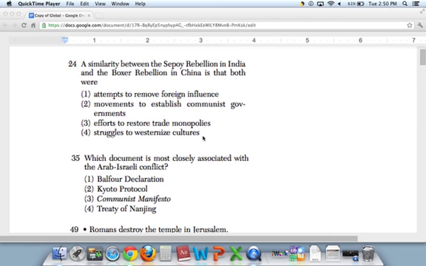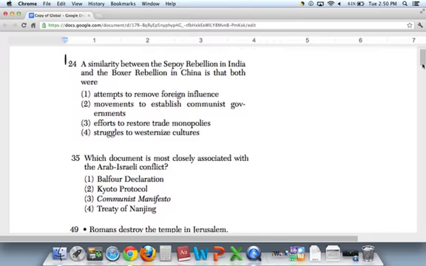As we all know, the Sepoy Rebellion and the Boxer Rebellion were both efforts to remove foreign influences that the foreigners had upon the people and to remove foreigners from the land. So the obvious answer would be 1. Attempt to remove foreign influence. Since none of the rebellions had to do anything with establishing communist governments, restoring trade monopolies, or westernizing cultures, those choices are wrong, and therefore 1 is correct for 24.